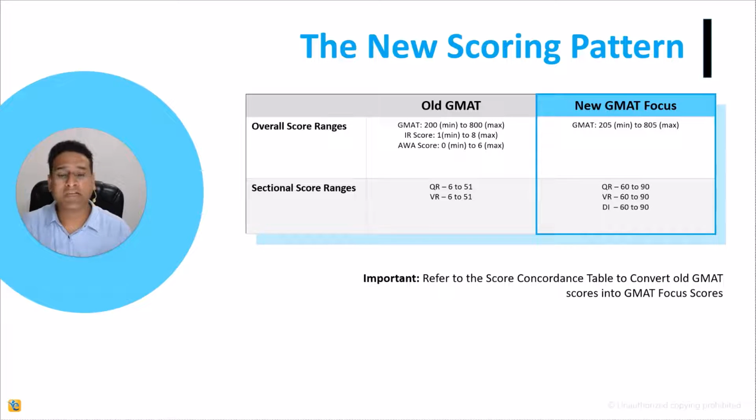So, with so many changes having been made to the GMAT exam, a common question on the minds of students and admission committees of B schools across the world is, how do we compare the old GMAT score with the new GMAT Focus Edition scores? Well, the answer lies in the score concordance table provided by GMAC.